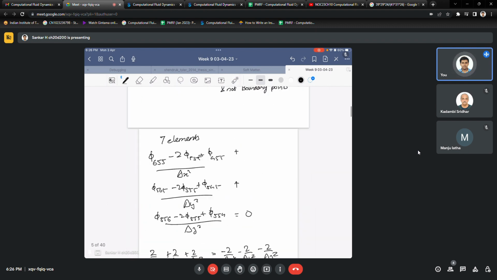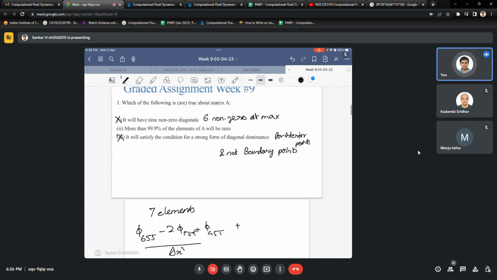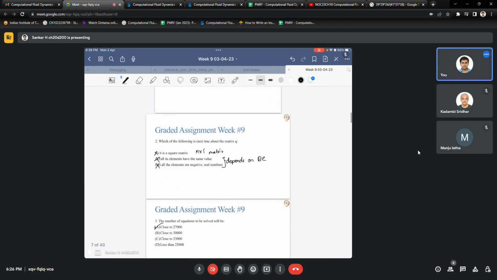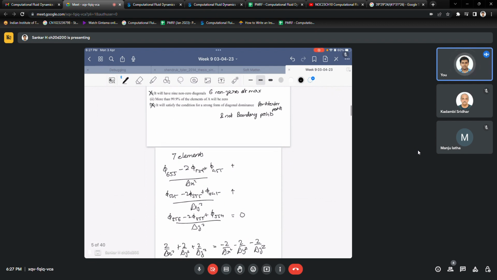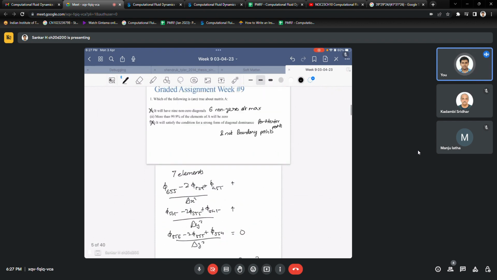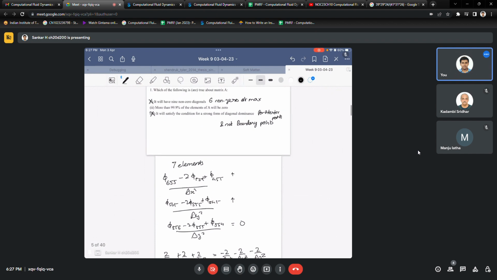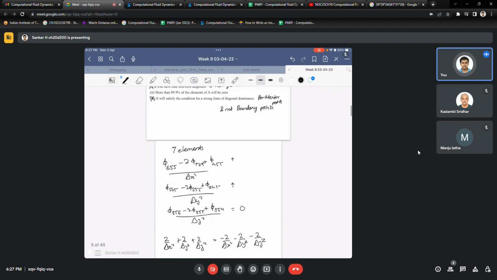Okay, let me move back to the point that I wanted to make earlier. Let's check how many elements will or will not be 0. We see that there are a total of 26,760 equations or grid points that need to be solved, and each equation will have at most 7 elements, and a total of 26,760 grid points will be solved together.